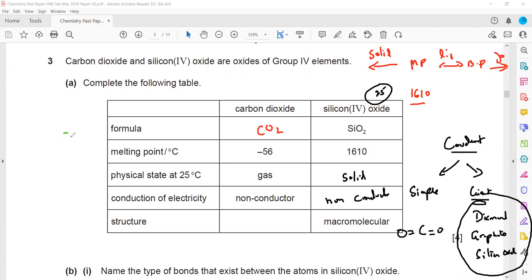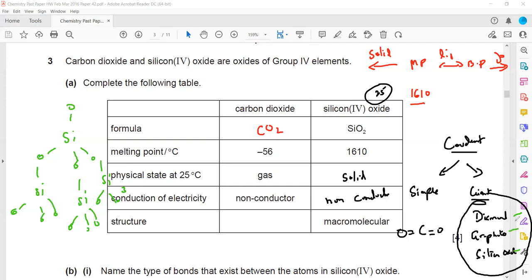In silicon 4 oxide, one silicon has four oxygen atoms attached, then another silicon with four oxygen atoms attached, and so on. So silicon 4 oxide is a macromolecular giant. So three giant structures you have to learn: diamond, graphite, and silicon 4 oxide.